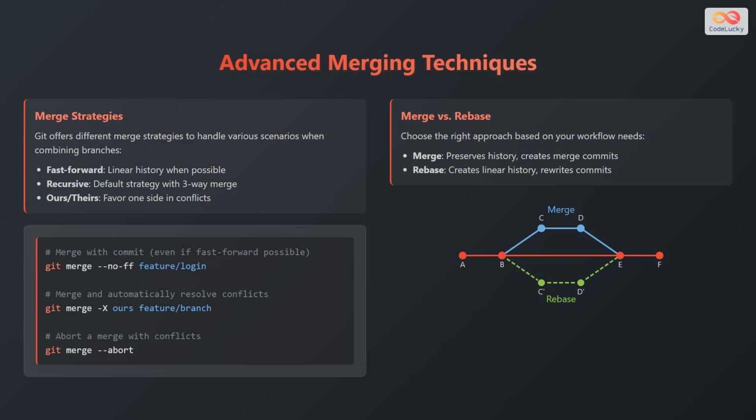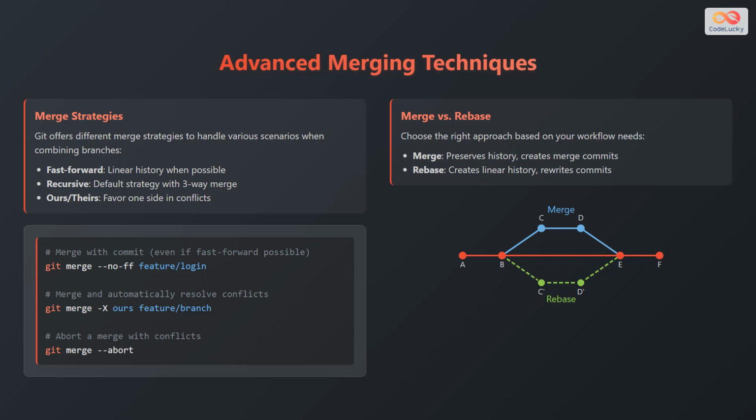When merging, you can use the command git merge --no-ff, followed by the name of the branch you are merging. This ensures a merge commit is always created, even if a fast-forward merge is possible. Git merge with the -X flag and the ours parameter, followed by the branch name. This automatically resolves conflicts by favoring changes from the current branch. To abort a merge with conflicts, use git merge --abort.